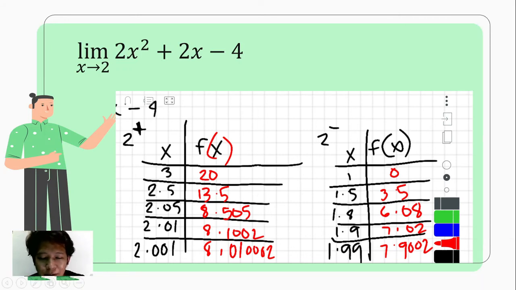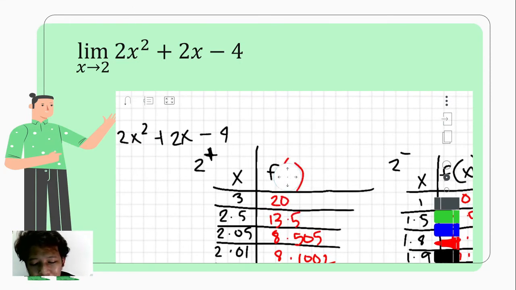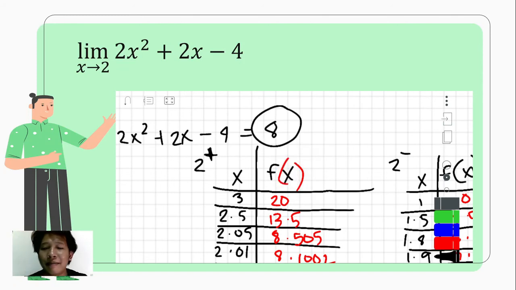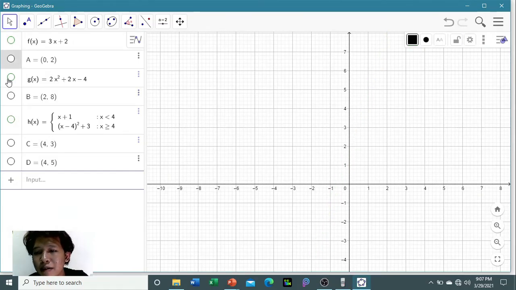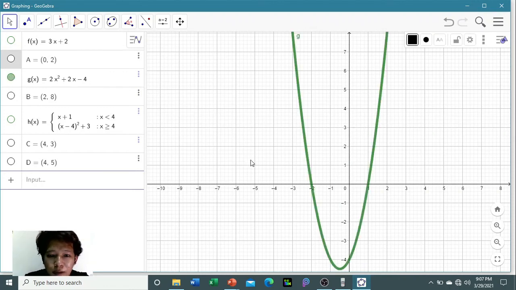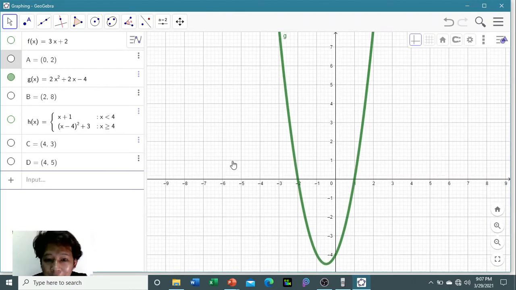the limit of the function 2x squared plus 2x minus 4 as x approaches 2 is what? As x approaches 2 would be 8. Okay, so that would be the limit of the function. Okay, so yan po yung magiging limit ng function. And if we are going to graph the function 2x squared plus 2x minus 4, then we would have this parabola.